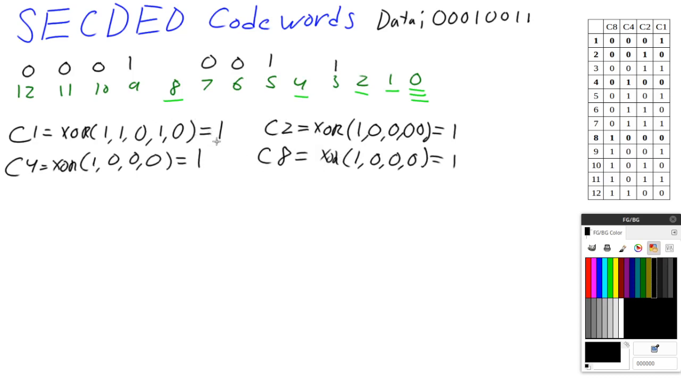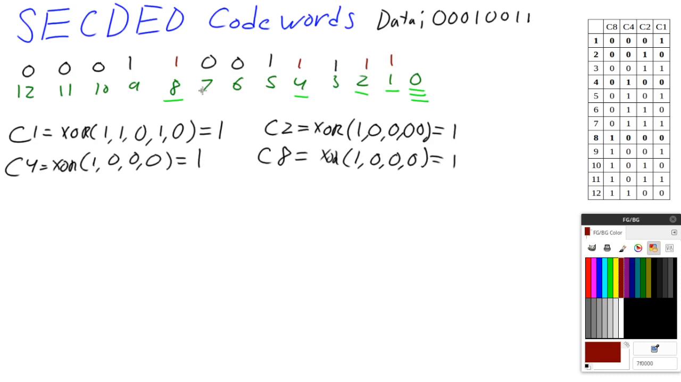Anyway, let's plop these in here now. So we've got C1 is a 1. C2, let's make a distinguished color, let's do this nice burgundy. So in this case, all of our check bits are 1. So I'm just going to put 1s in here for all of them.